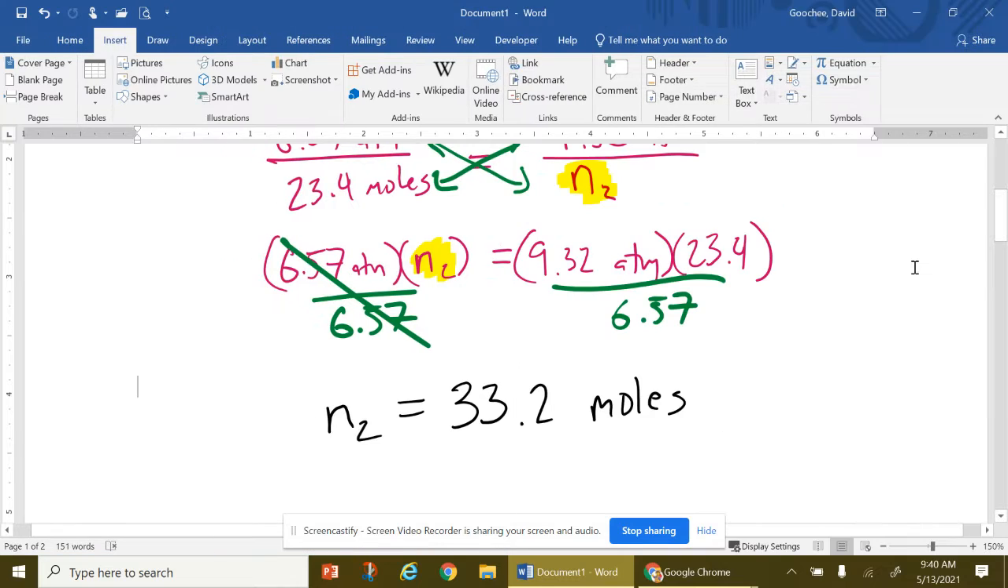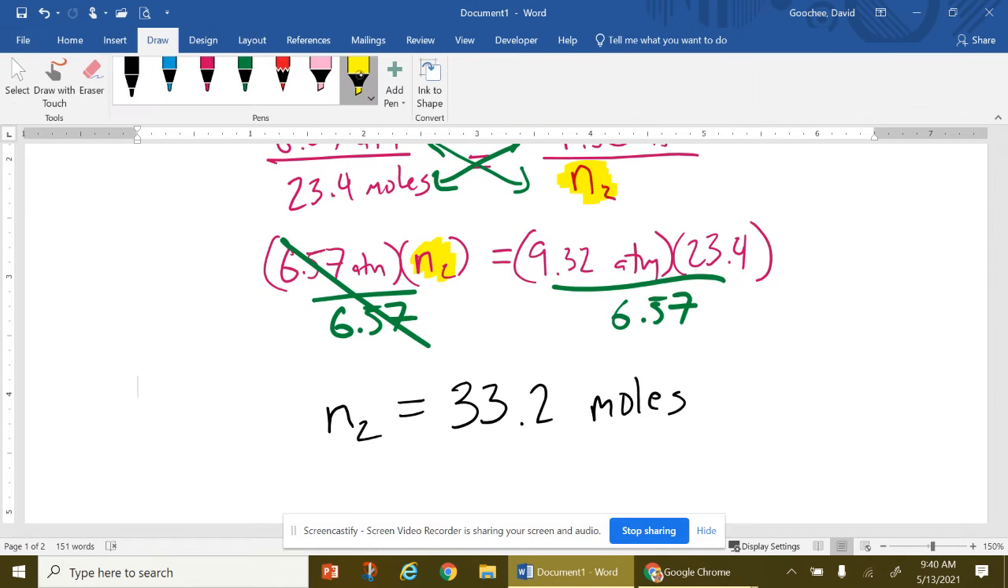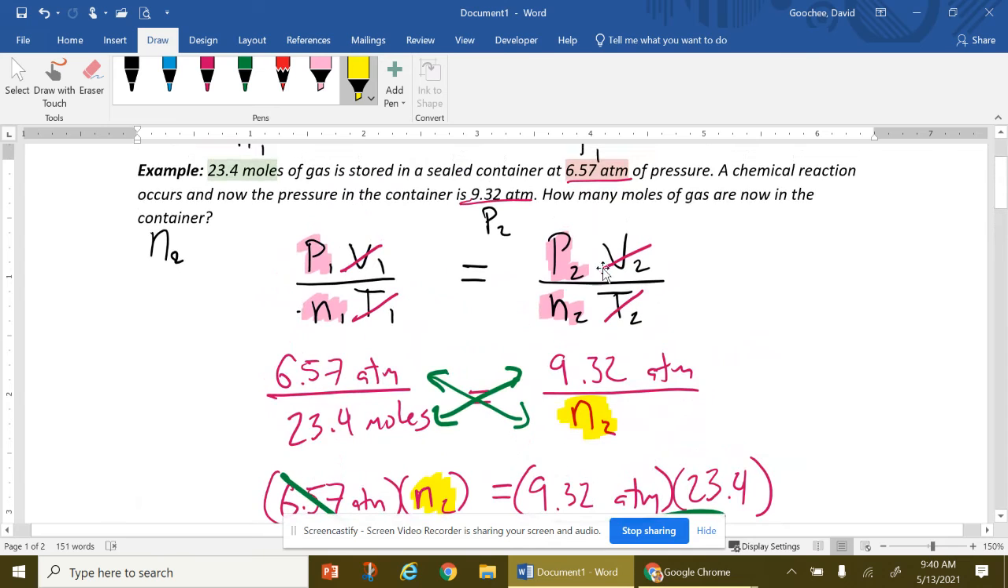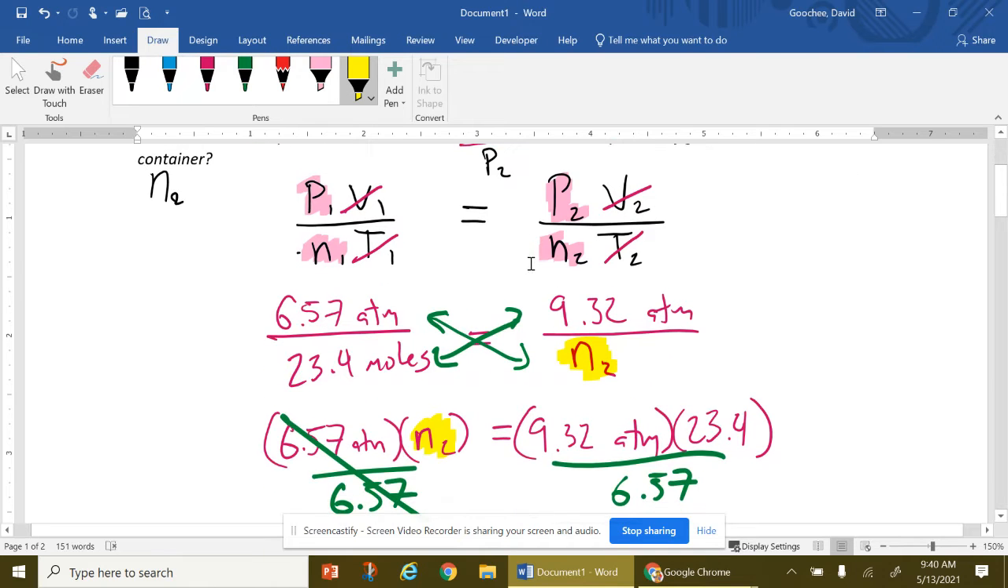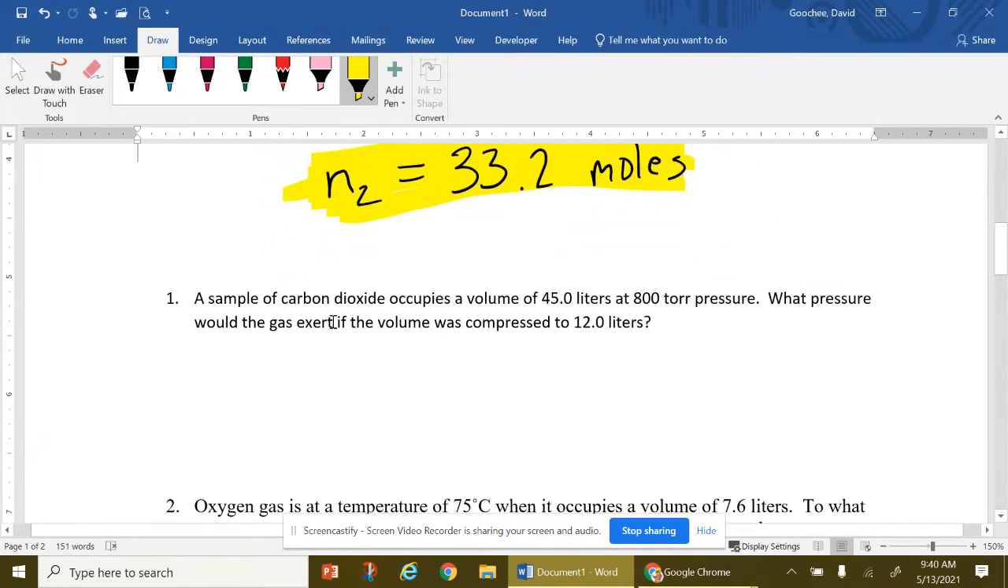So, once again, you start by writing down the complete gas equation. Plug in what you know, delete what's not mentioned, and then solve. Okay, let's try another one.